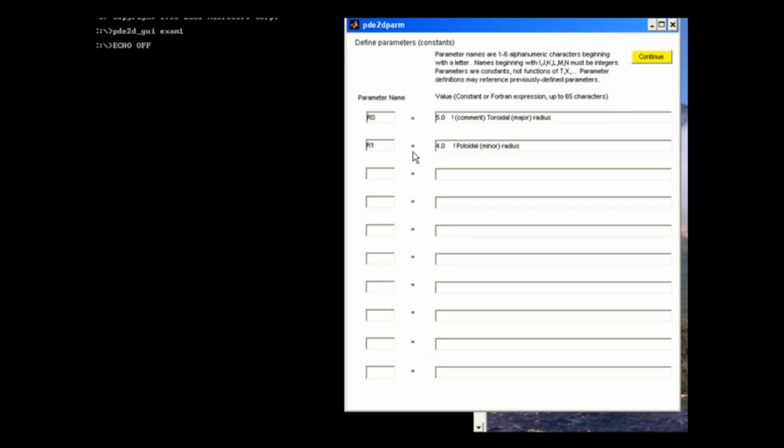Here we can define parameters which will be used elsewhere in the program. I'm defining R0 to be the toroidal major radius and R1 to be the poloidal minor radius.